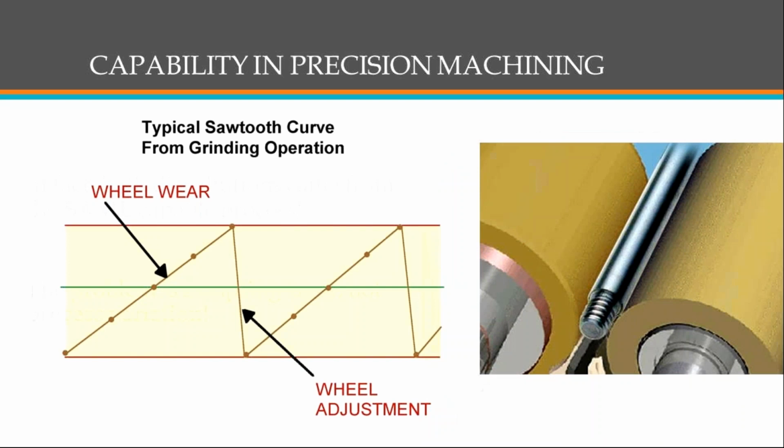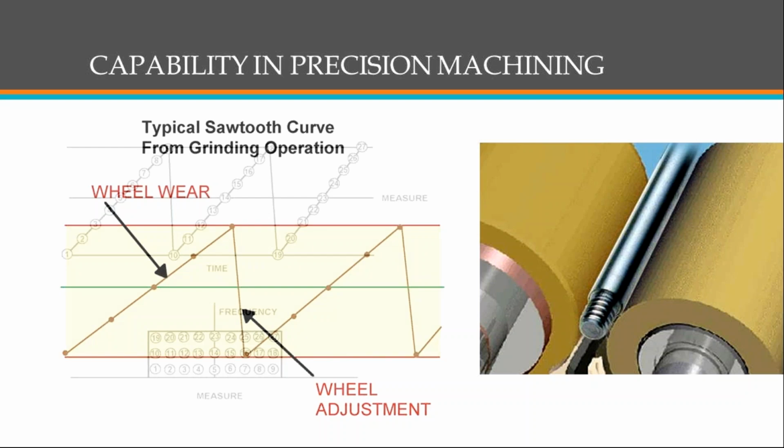So what happens here is we're taking a look at precision machining. And in precision machining, for example in grinding, what we have is a wear and adjust type of situation which generates a sawtooth curve. The sawtooth curve is not a normal distribution. It's not random about the mean. However, it is perfectly stable, and it's exactly what you would expect from a machining operation.